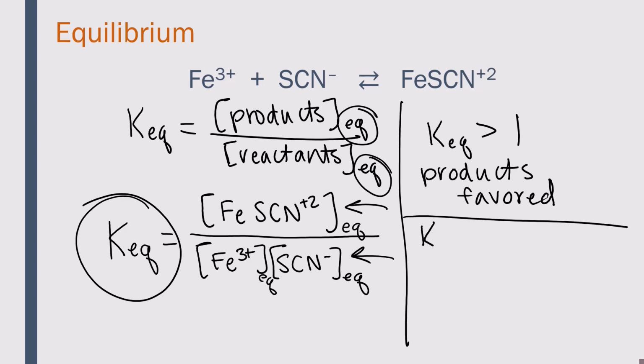Now, what if KEQ is less than 1? The reverse reaction is going to be favored because the reactants are going to be more. Right, so when KEQ is less than 1, the reactant side is favored because the denominator is going to be larger than the numerator. That's going to give us a value less than 1.